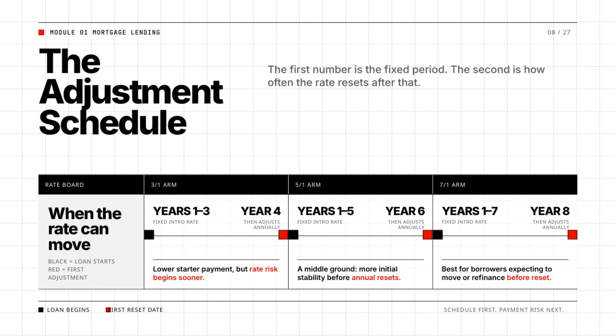It's important to schedule out the loan timeline first, so you understand when payments might change. Then, you can evaluate the payment risk that comes with those potential adjustments. This helps borrowers choose the ARM that best fits their financial plans and expectations.